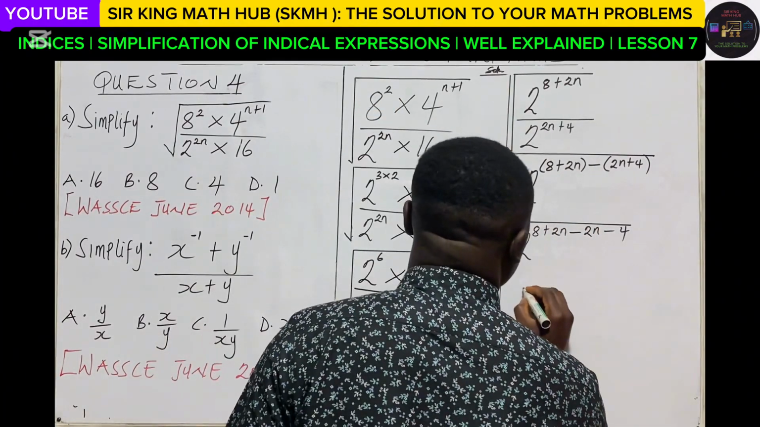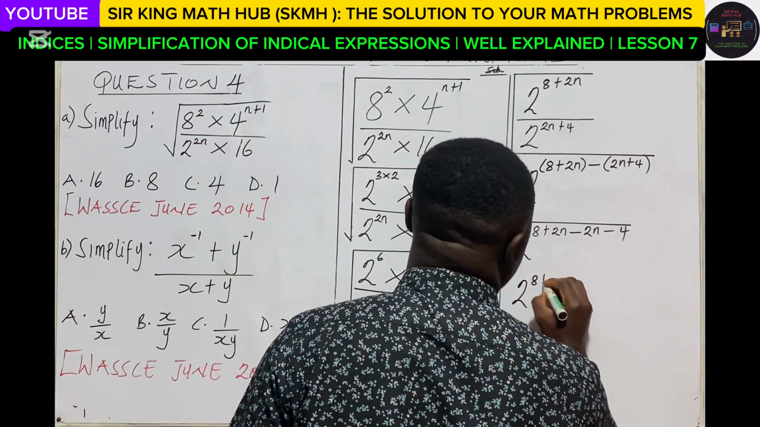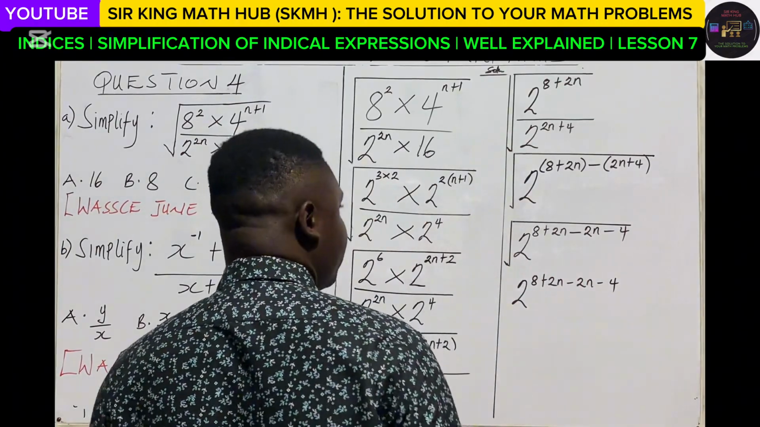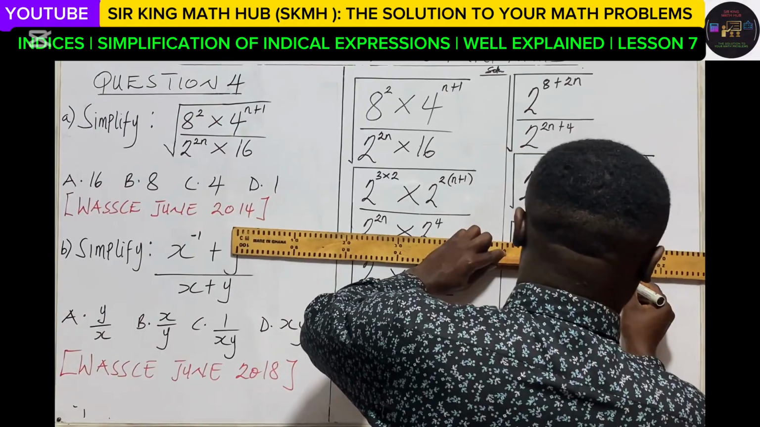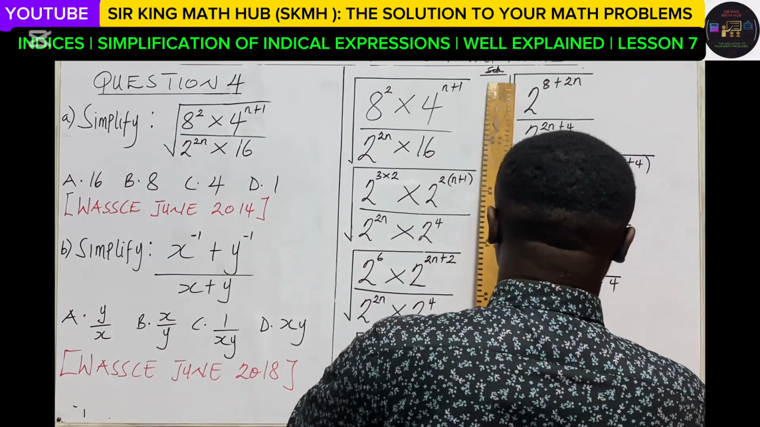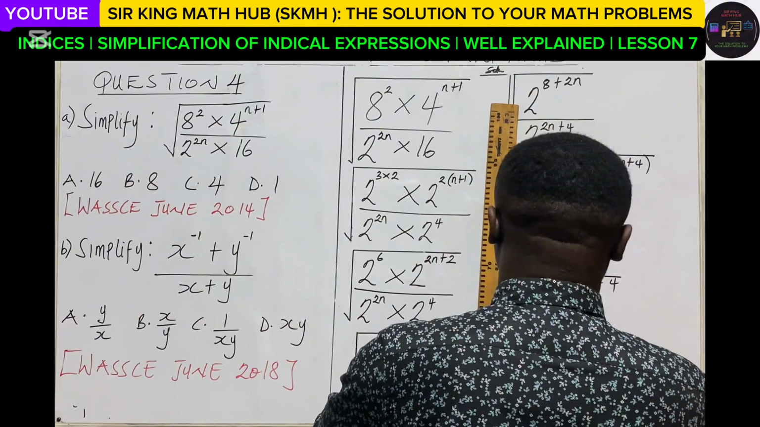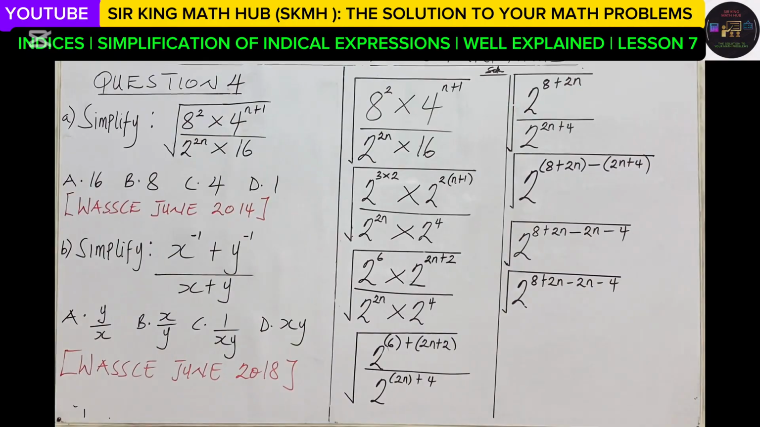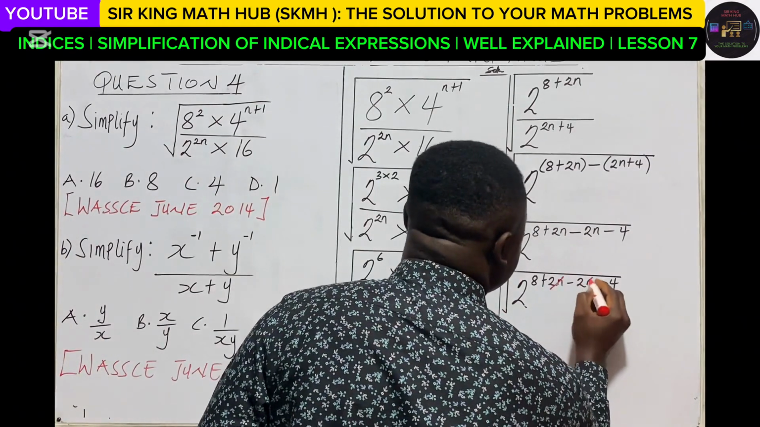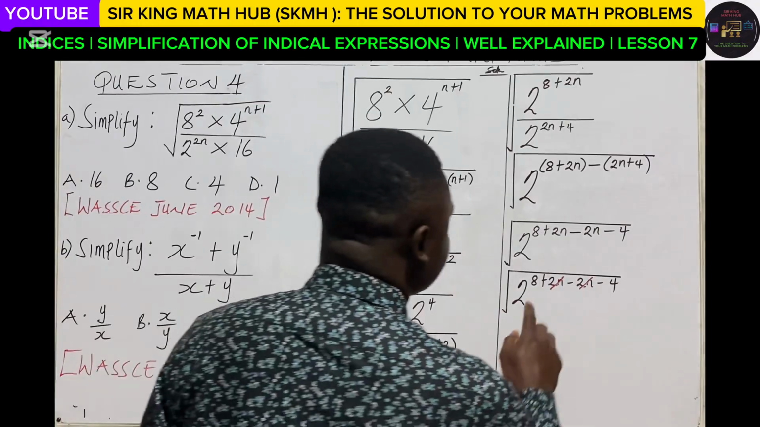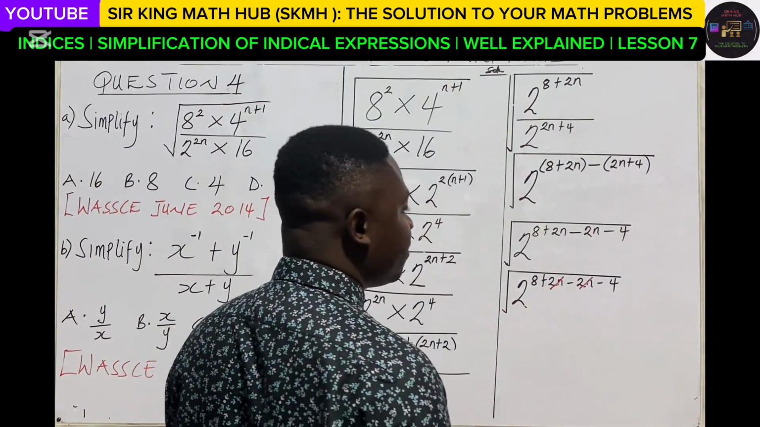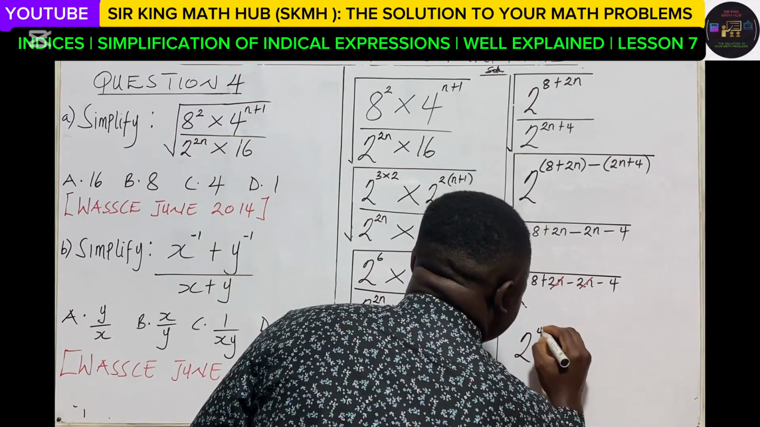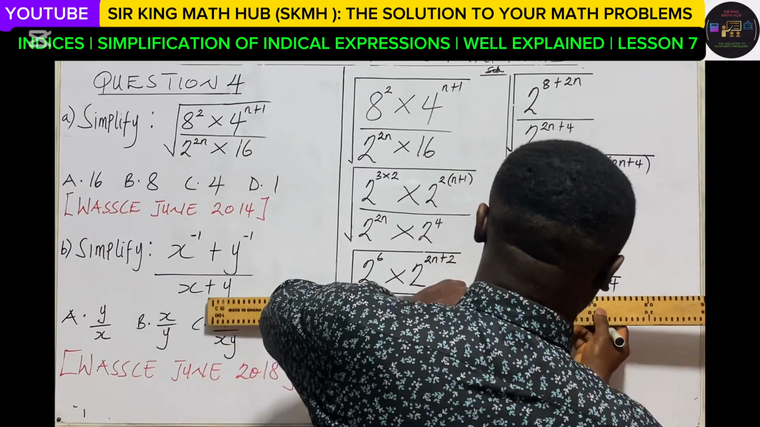So let me repeat this. 2 exponent 8 plus 2n minus 2n minus 4. So let's simplify the index. You could see that some of the index will cancel out. So 2n and the minus 2n will cancel out, leaving 8 minus 4. So 8 minus 4, that is 4. So we have 2 exponent 4 inside the square root.